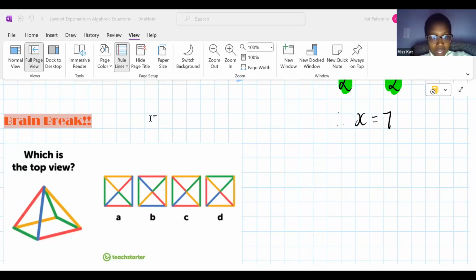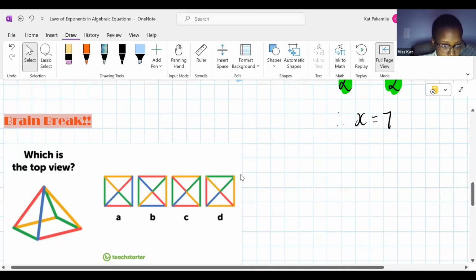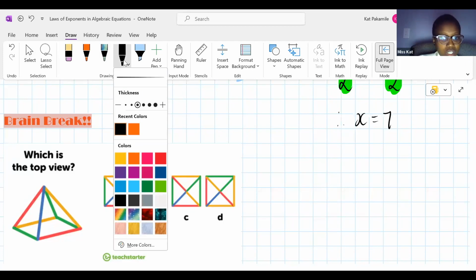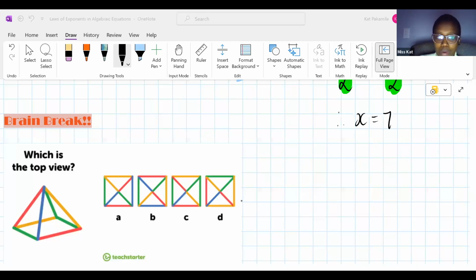Hi, ma'am. The top view is C. How did you know that, Mulemo? Ma'am, because the green, that color green is on the right side, and as you can see, the pink one is on the left. Oh, so that's how you found it. Okay, that's interesting. I see everyone in the chat is saying C. I wonder how we all knew this. I wonder if we all have seen this before. Let's check if it's C, guys.